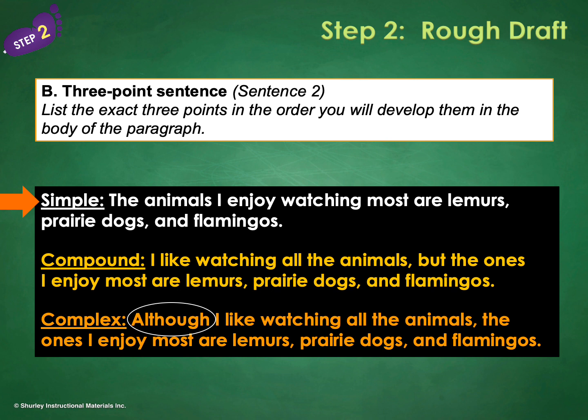Next, in sentence 2 of their paragraph, students will write a 3-point sentence. This sentence will state the 3 points in the order they will be presented in the paragraph. Notice how the 3-point sentence is written 3 different ways. Your student may choose to write a simple sentence like this one. The animals I enjoy watching most are lemurs, prairie dogs, and flamingos.